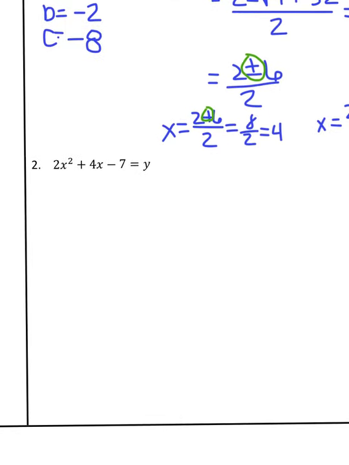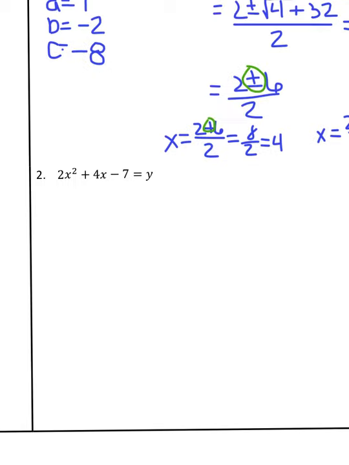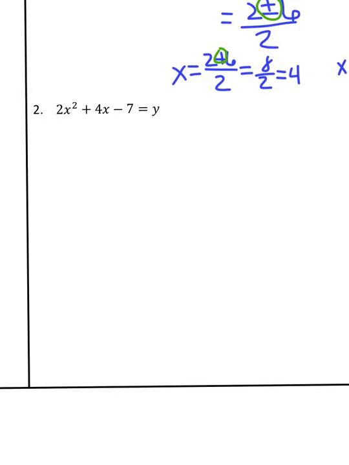So first thing we need to do is set y equal to 0. So we have, whoops, let's try this again. So 2x squared plus 4x minus 7 equals 0. So my a equals 2, that's what's in front of the x squared. My b equals 4, that's in front of the x. My c equals negative 7.